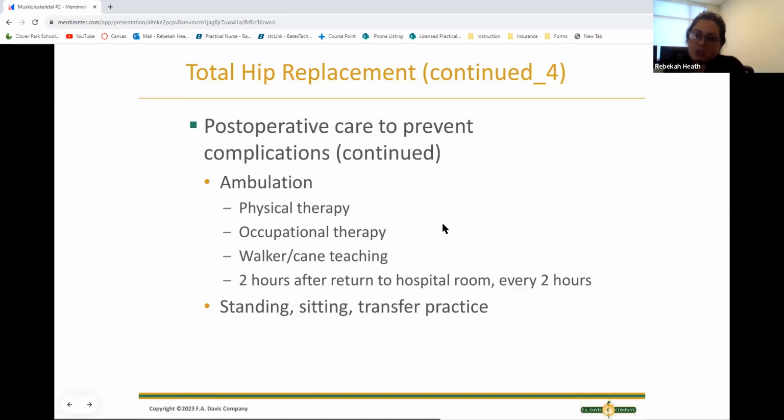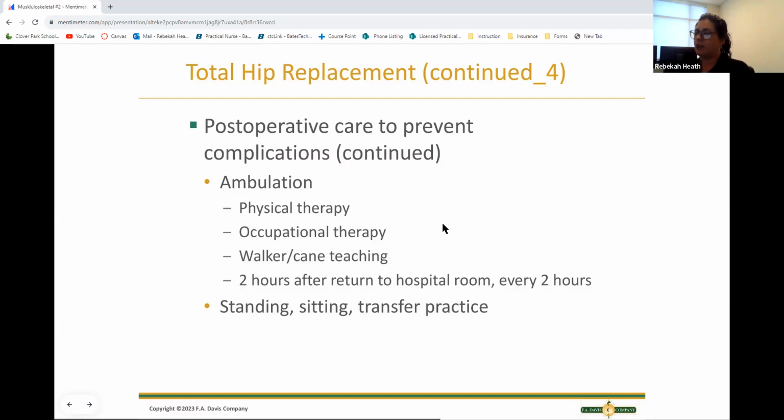We also are going to be teaching them to use a walker or a cane. Usually with the hips and knees, they'll start with a walker and then progress to a cane. With a shoulder surgery, usually they'll just have a cane if necessary, but they don't usually have the restricted mobility for the lower extremities like the total hip and joints, the hips and knees might have.